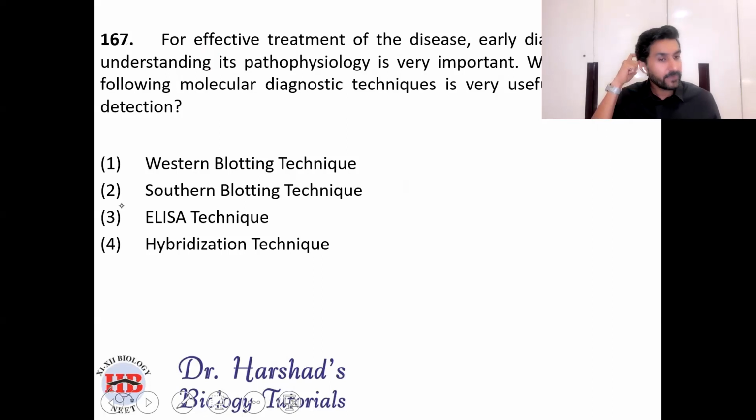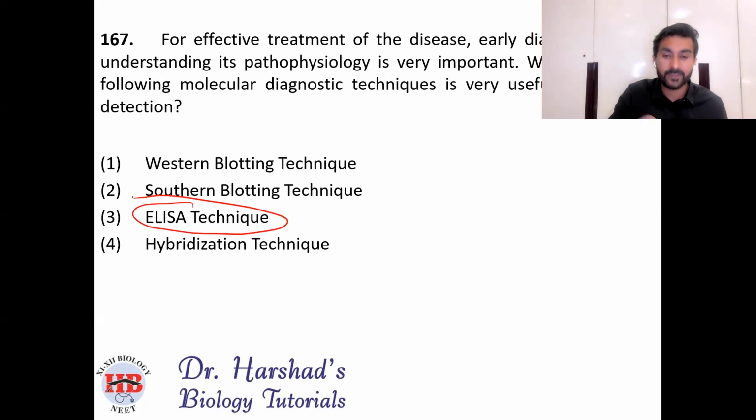For effective treatment of diseases, early diagnosis, understanding its pathophysiology is important. Now, this is a question which talks about molecular diagnosis technique, and one of the techniques used in molecular diagnosis, which we have learned in 2 parts. It is there in your genetic section. It's also there in your AIDS section. It is a technique called enzyme-linked immunosorbent assay, which is ELISA. So that would be our answer.